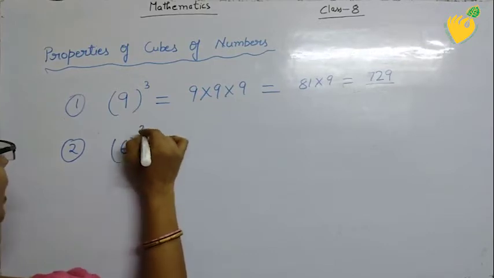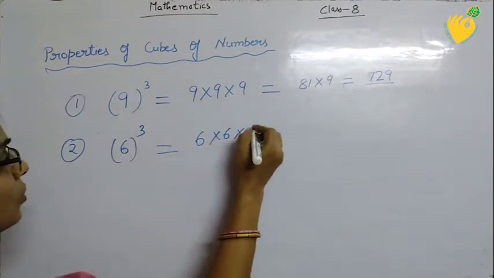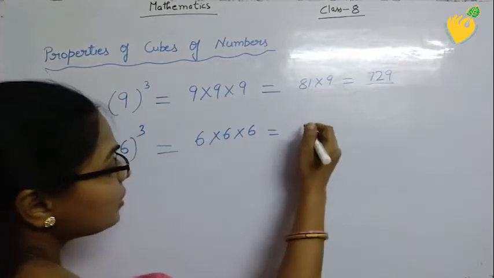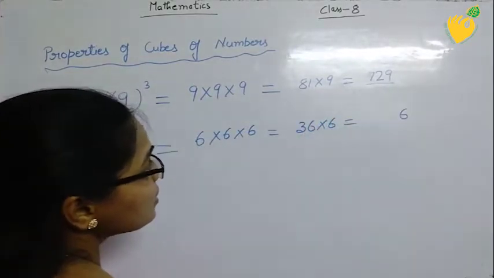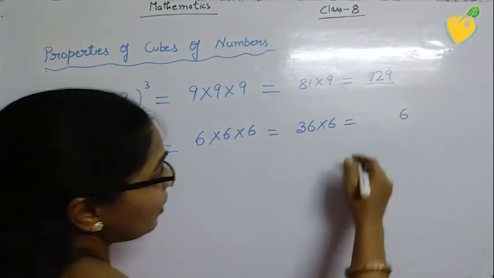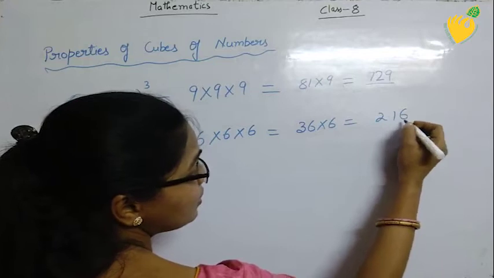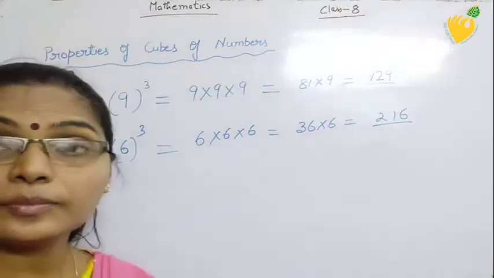even. Suppose I have taken 6. So 6 into 6 into 6 will be an even number. 6 sixes are 36, 36 into 6 is 216, and 216 is an even number.